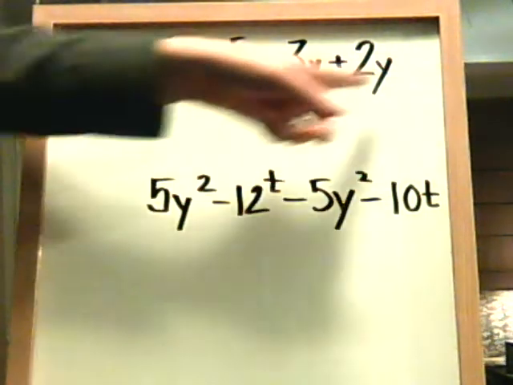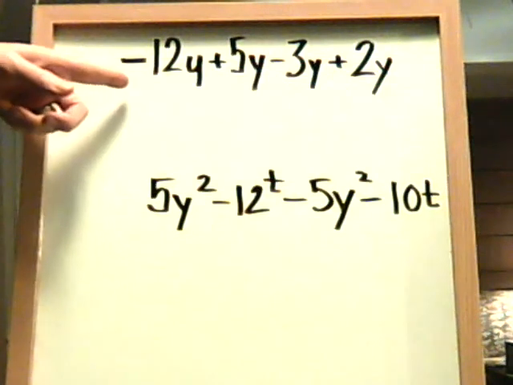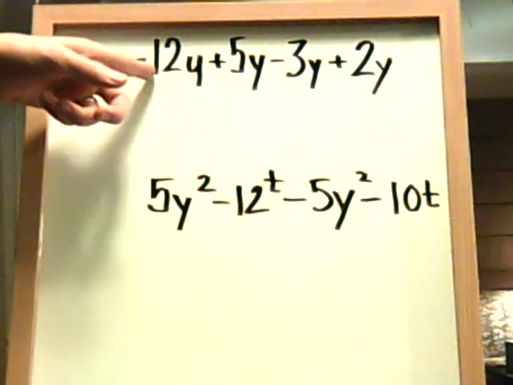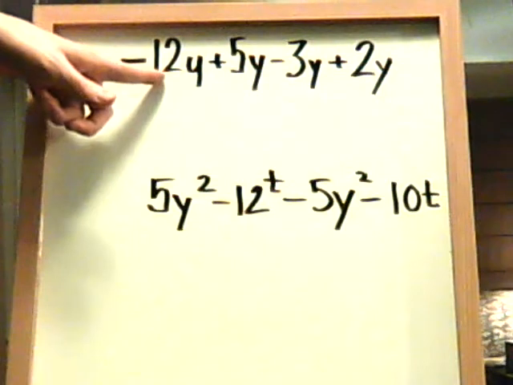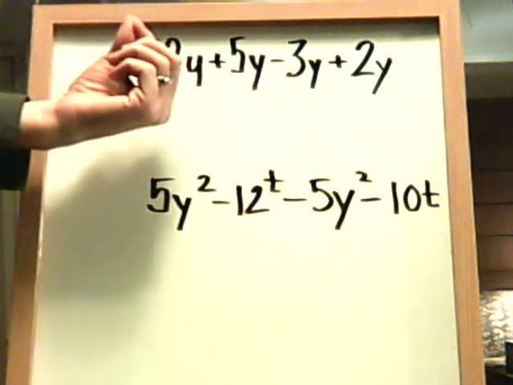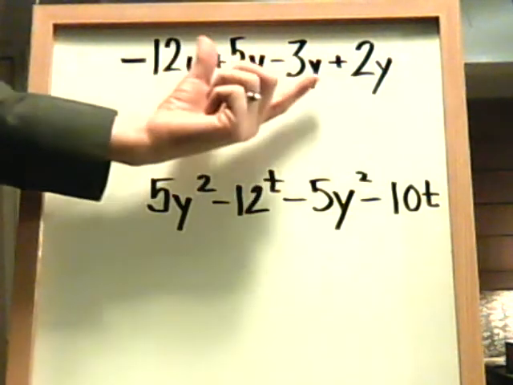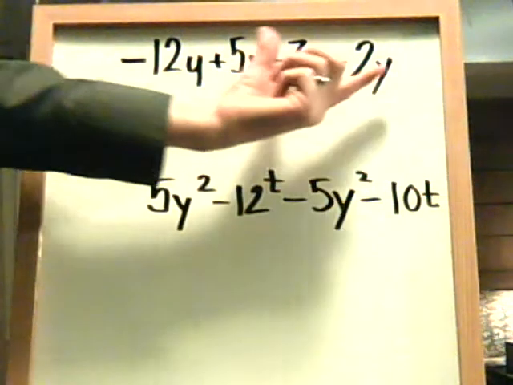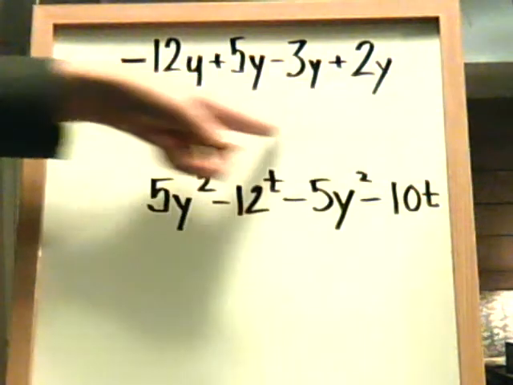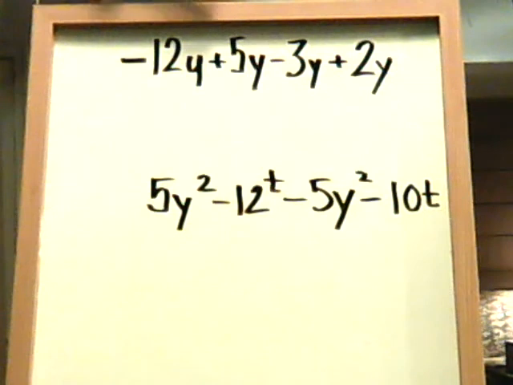Now, since they're all like terms, you are basically just doing integer work. So negative 12 and positive 5, you're going to combine them. When you get that answer, you combine it with negative 3. When you get that answer, you combine it with positive 2, and then you get your answer. So this is how we look at this.